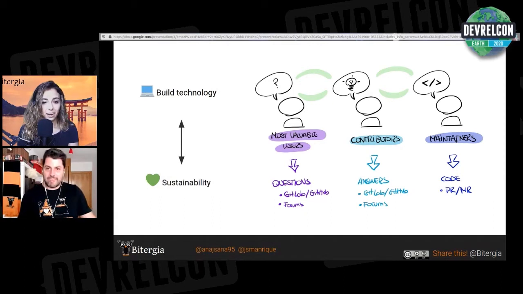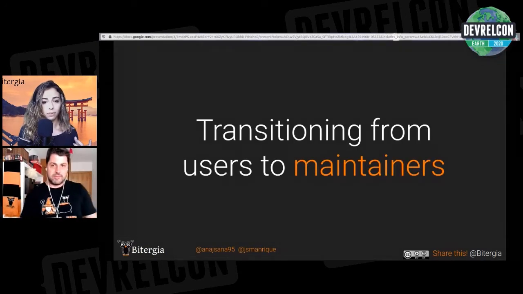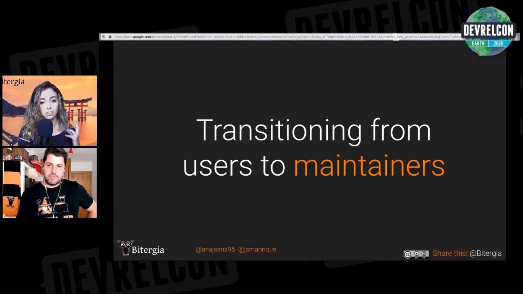Yes, and what Marike has been saying about the sustainability of the project is a key point. It's about understanding the transition from user to maintainer.